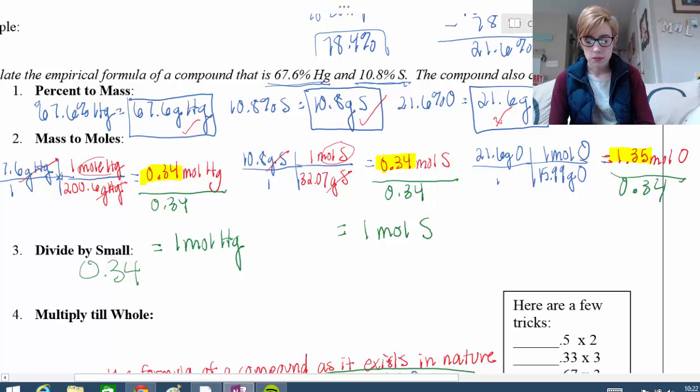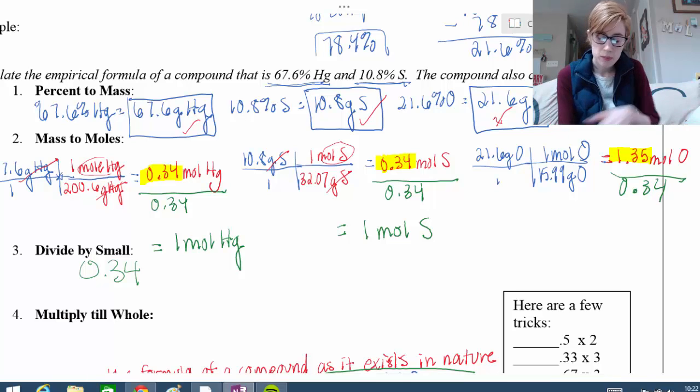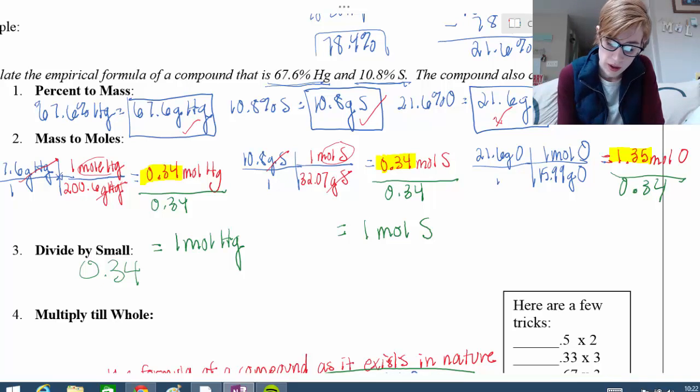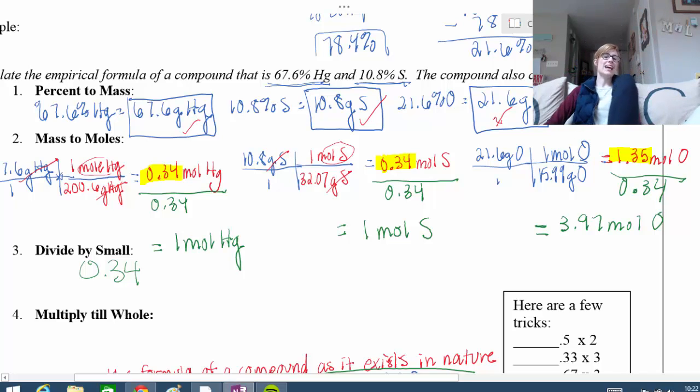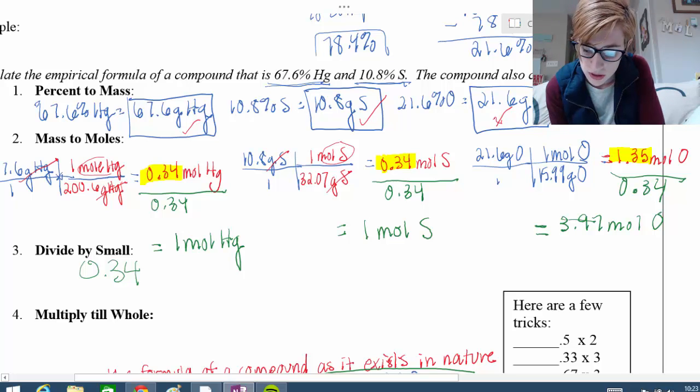When I take 1.35 moles of oxygen and I divide it by 0.34, then I end up with 3.97 moles of oxygen. Anytime you're at a 0.9, we're going to just round up to 4. So we're actually going to pretend that this says 4 moles of oxygen.